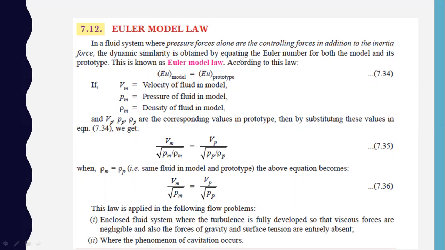According to this law, the Euler number of the model will be equal to the Euler number of the prototype. So the formula for the Euler number is Vm divided by root of Pm divided by rho, for the model; likewise for the prototype, Vp divided by root of Pp divided by rho p. Here, if we use the same fluid for the model, the density will get cancelled, so it becomes Vm divided by root of Pm equal to Vp divided by root of Pp.